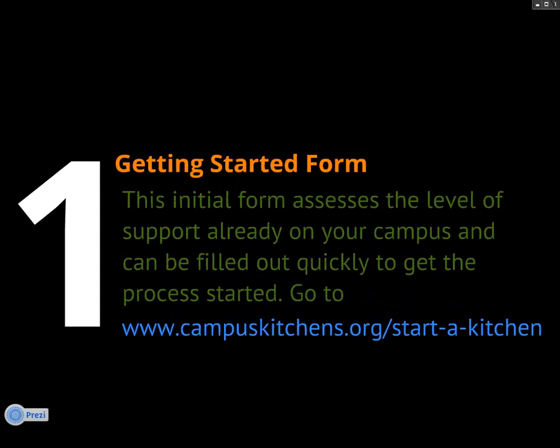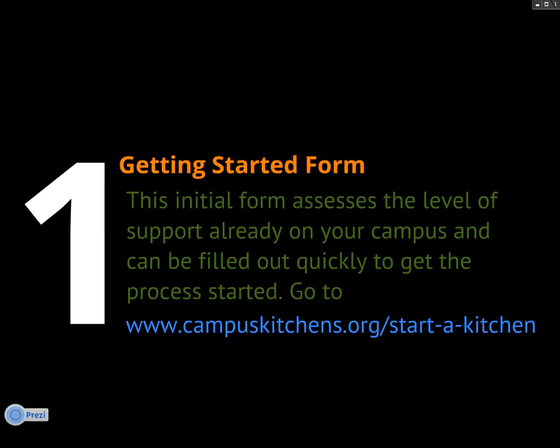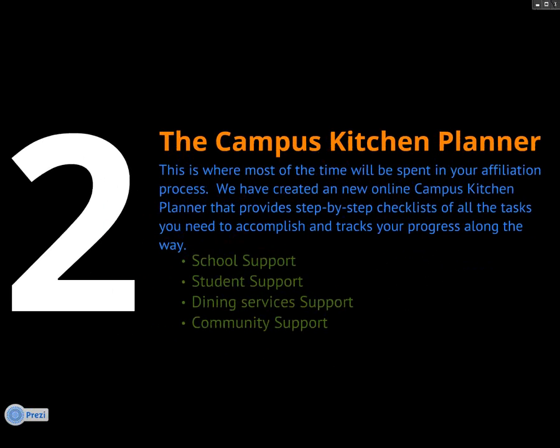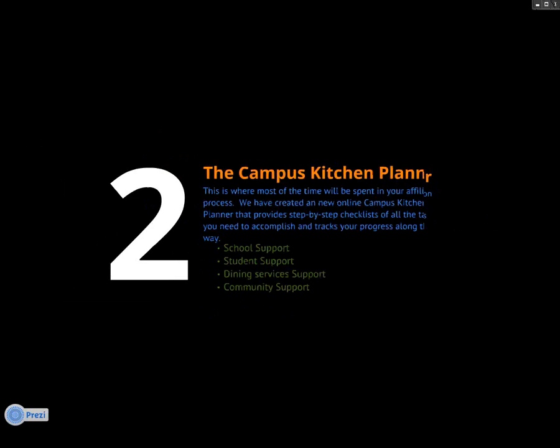It just asks for some general contact information, and what that does is give you access to your Campus Kitchen Planner, where you're going to spend most of the time in the process. We talked a little bit about this already. It's our online tool that highlights the 4 categories we spoke about earlier in terms of fostering support, and goes through a really simple and user-friendly checklist of tasks that need to be completed to ensure that you're really ready to bring a Campus Kitchen to your school.